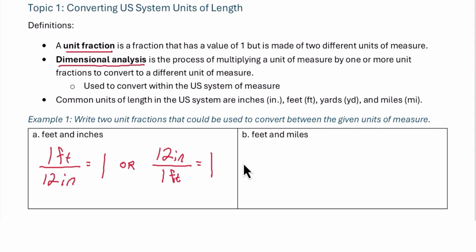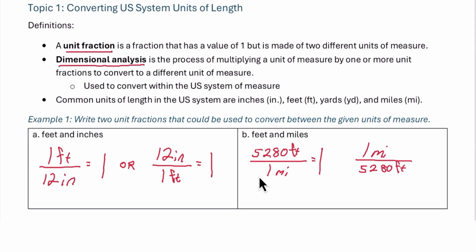In part B, we have feet and miles. 5,280 feet make up 1 mile. This is a unit fraction because this represents the value 1. 5,280 feet is the same length or the same distance as 1 mile. So this fraction really represents the number 1. We could also flip this fraction and write it as 1 mile over 5,280 feet. This again is a unit fraction that really represents the number 1.